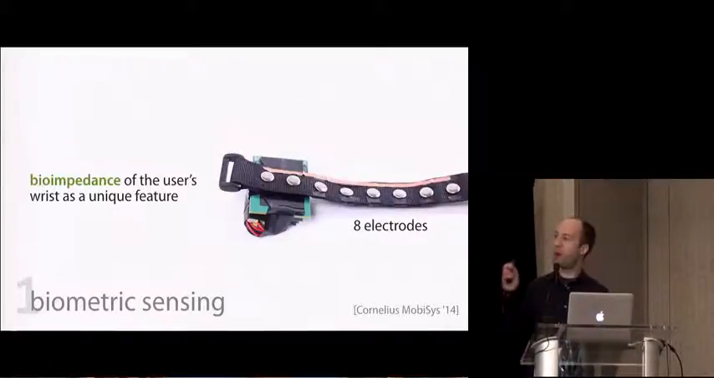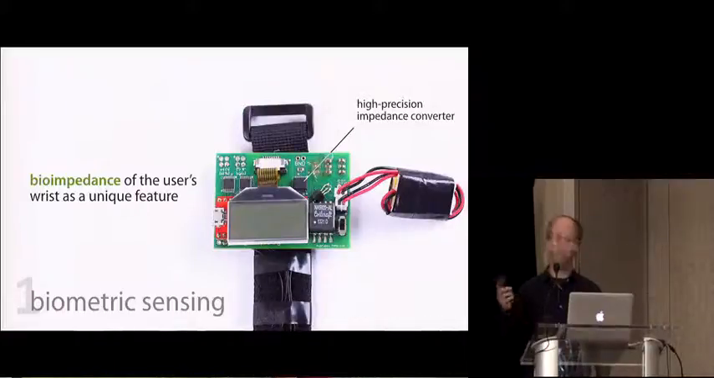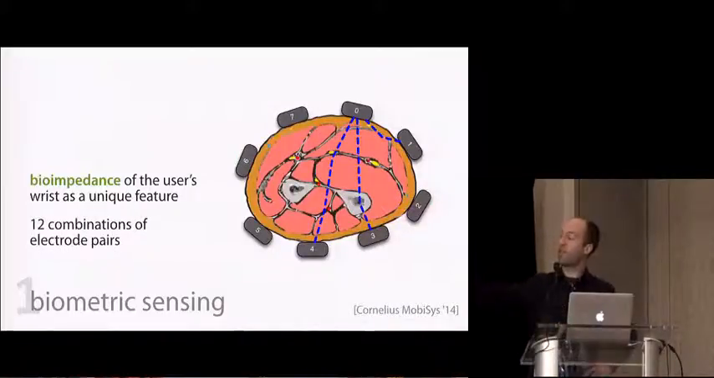As one possible biometric feature, we're using bioimpedance of the user's wrist as a unique feature. There's a lot of literature on that. If you're interested in that, I encourage you to check out Cory Cornelius' PhD dissertation on that, very detailed. We have 8 electrodes on the inside of the band, and a high-precision impedance converter. And what we're doing is we have these electrodes around the arm. I don't know if you attended the Toma presentation yesterday. It was a beautiful explanation.